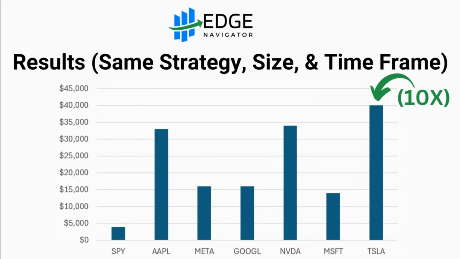And so running that same strategy across the S&P 500 ETF down here at the bottom left, that's the results of this strategy on that ETF, and the same strategy, same time frames, same settings, same everything, same size, across the major big tech stocks that are shown, generated significantly more results. One of them, Tesla, generating 10 times the profit of SPY.